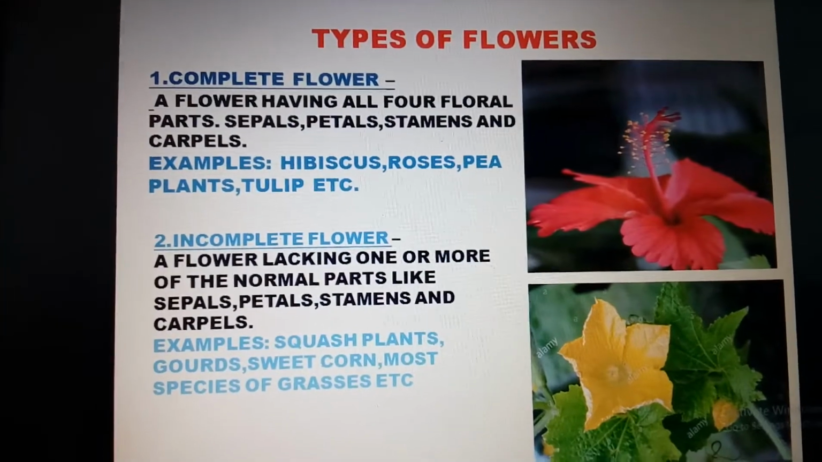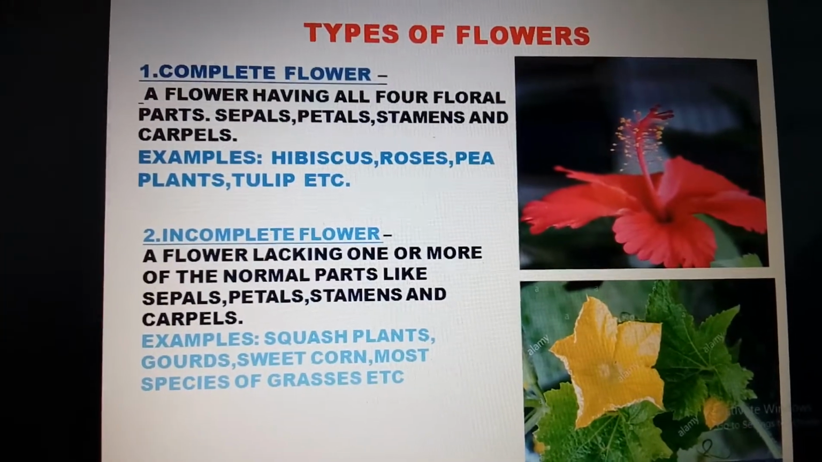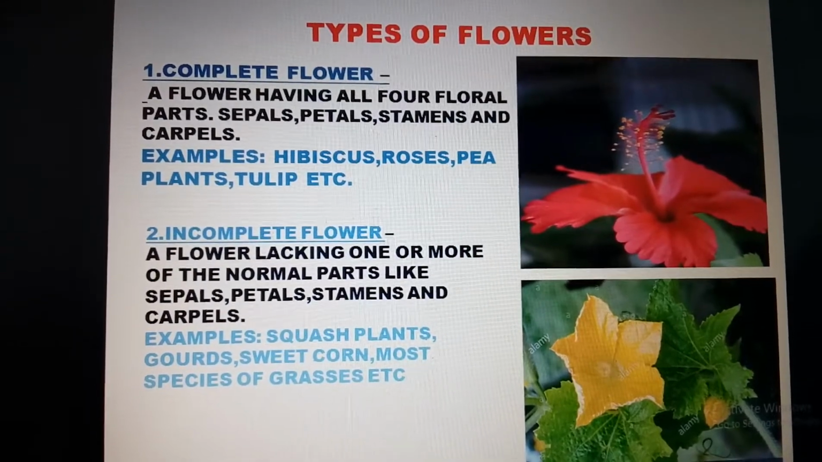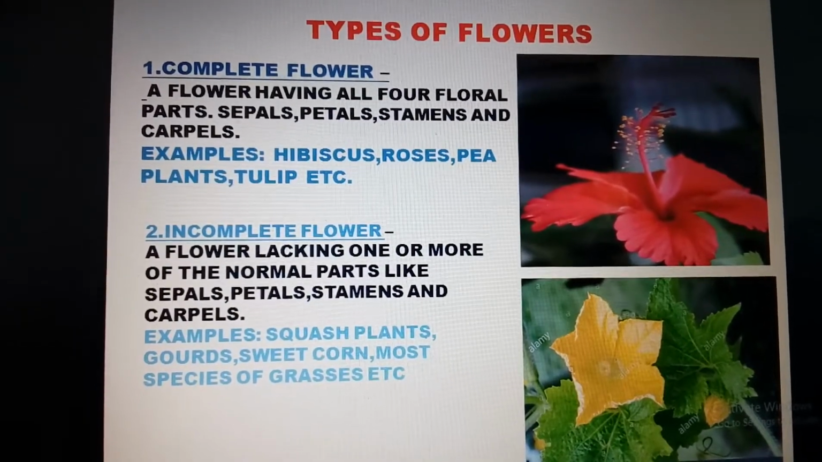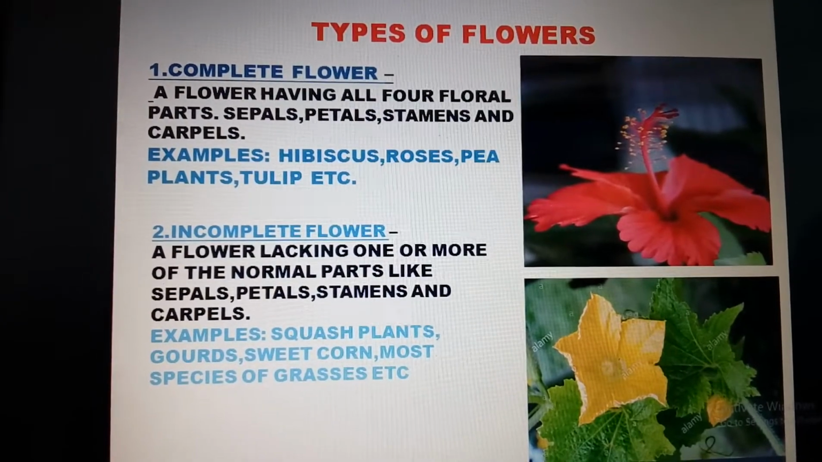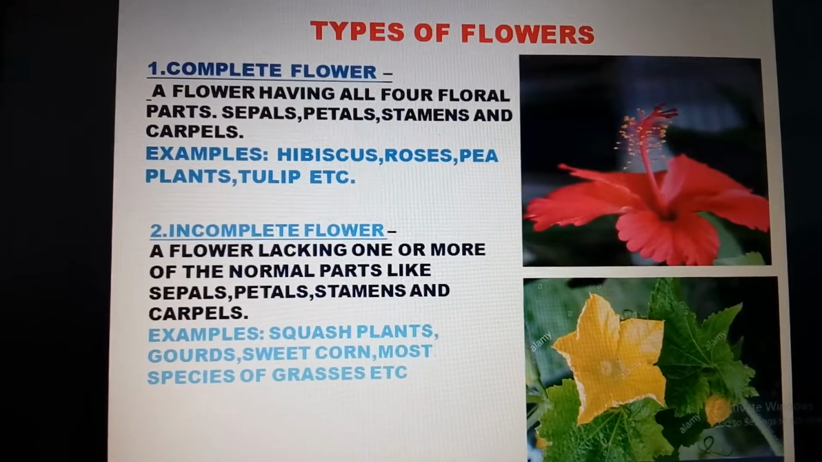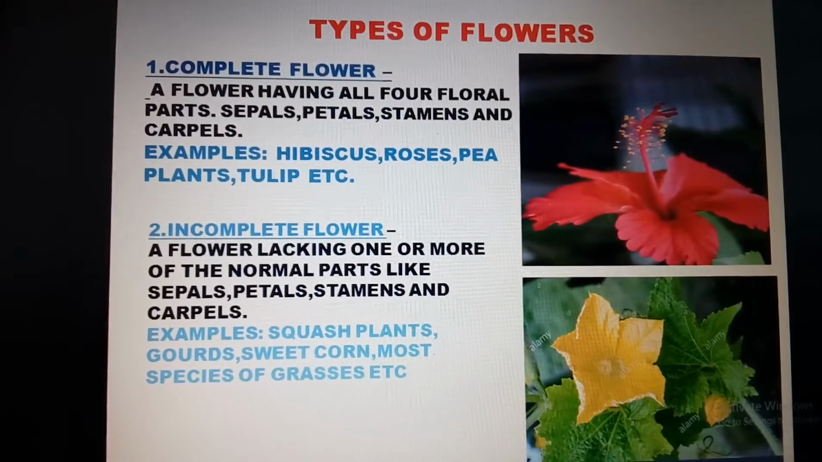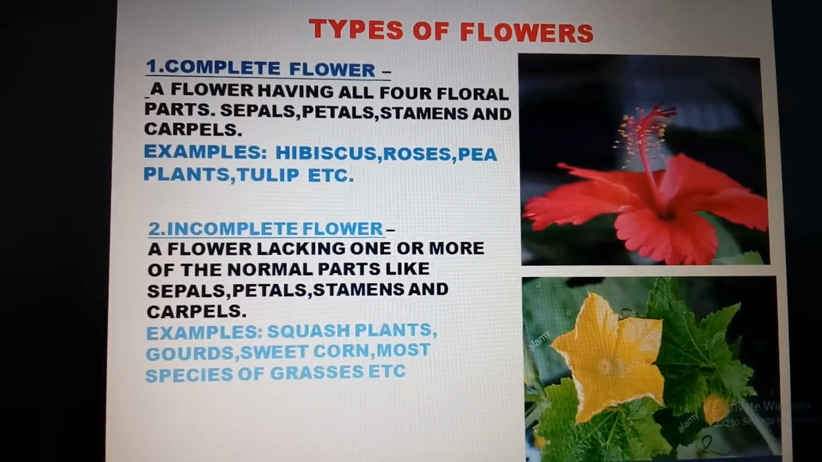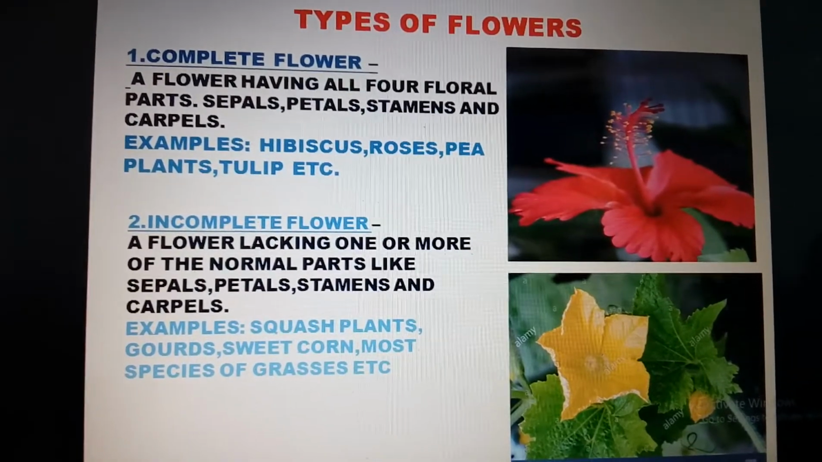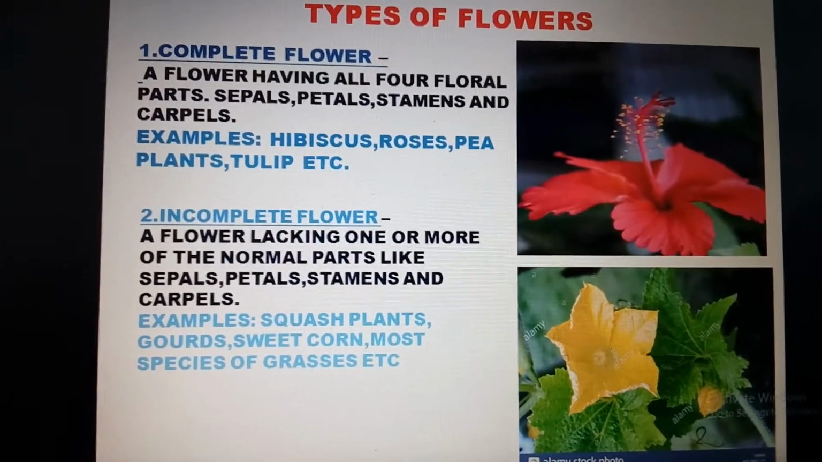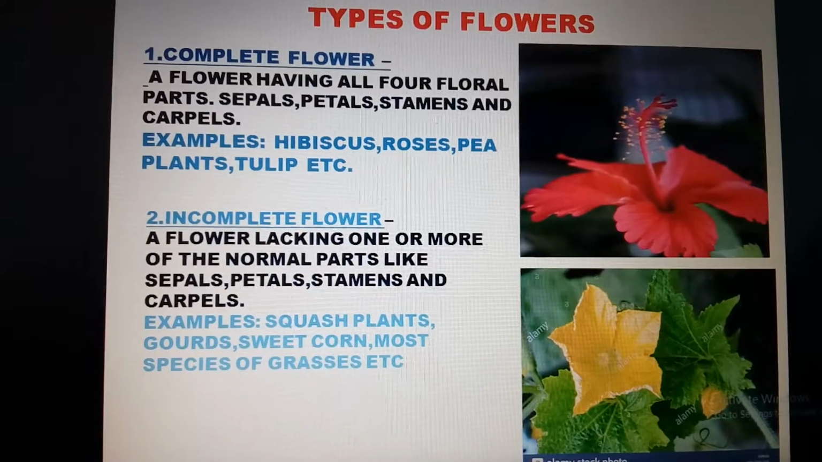Now we will discuss some types of flowers. The first one is the complete flower. You can see in the picture, that is a picture of hibiscus. These are flowers which have all floral parts, that is sepal, petal, stamen and carpel, as you had studied before. So this type of flower is known as the complete flower.